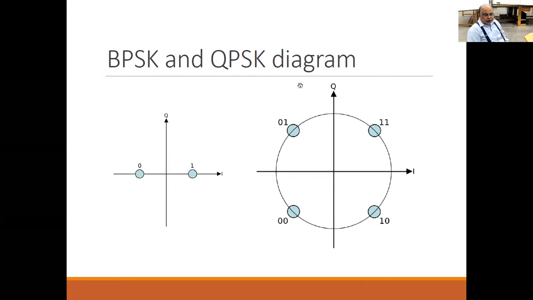Then came QPSK, because we could tell if the incoming signal was 45 degrees out of phase or 135 degrees out of phase or 45 plus 90, 135 plus 90, 225 and this is 315.